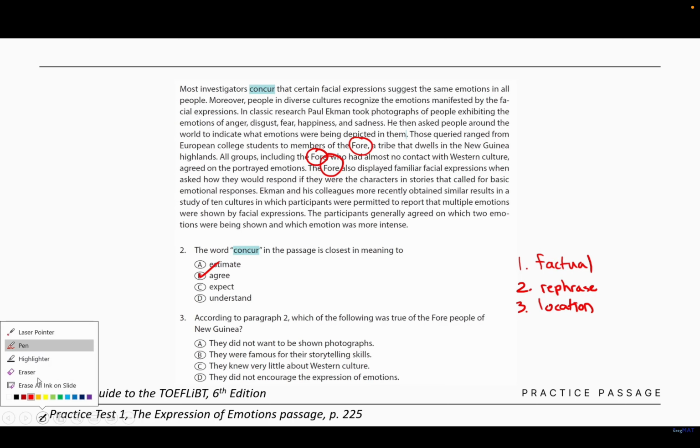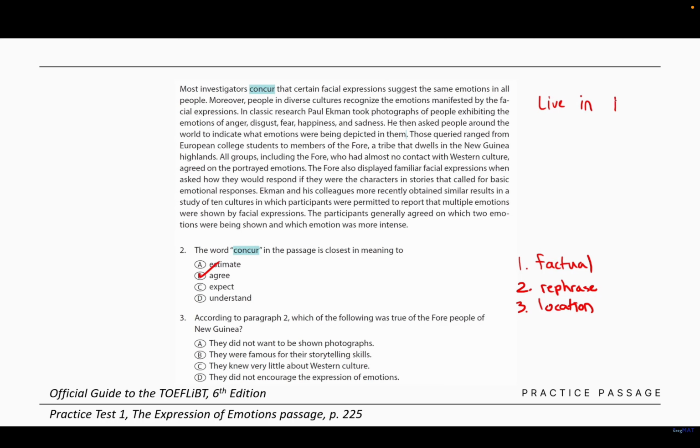Okay. So now we need to see what it says about the 4 people. What is the very first piece of information it gives us about the 4 people? It says that they were a tribe that dwell in New Guinea. Okay, so number 1, they live in New Guinea. Does that give us the right answer? Nope. What's fact number 2 about the 4? They had almost no contact with the Western culture. No contact with Western culture. Do we see that anywhere? Yeah. See? Boom. We're done. There you go. Awesome job, Siva.